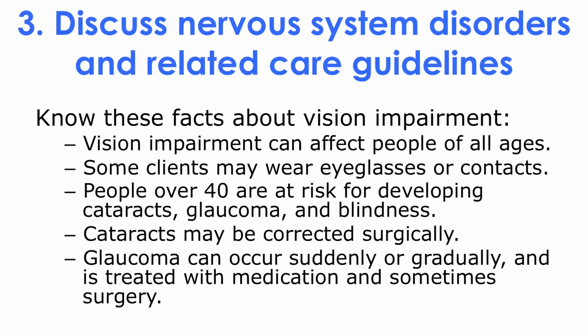More things we need to know about people with vision impairment is that vision impairment can affect people of all ages, unfortunately. Some clients may wear glasses or contacts. Some people are going to need surgery. People over 40 are at risk for developing cataracts, glaucoma, and blindness. Cataracts can be corrected surgically. Glaucoma can occur suddenly or gradually and is treated with medications and sometimes possibly surgery.